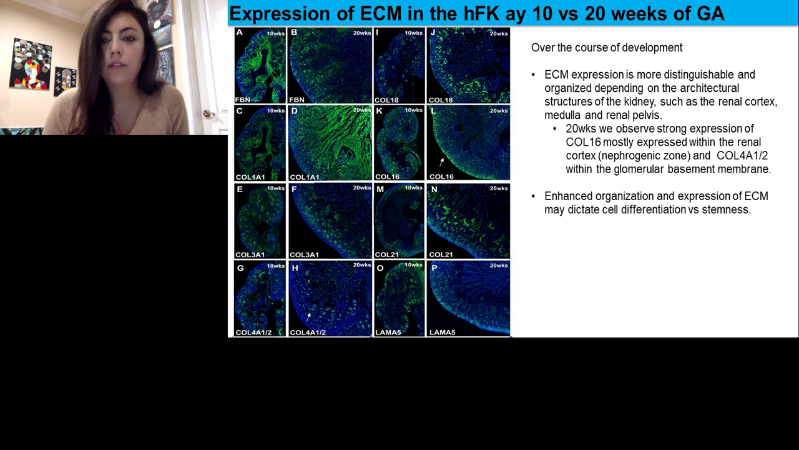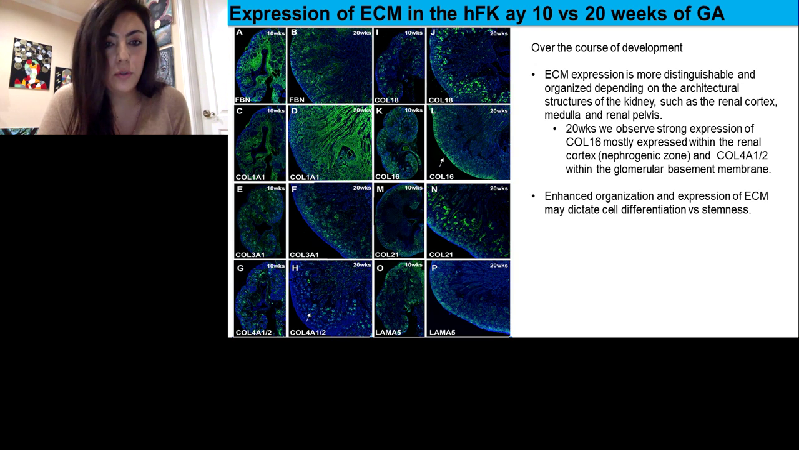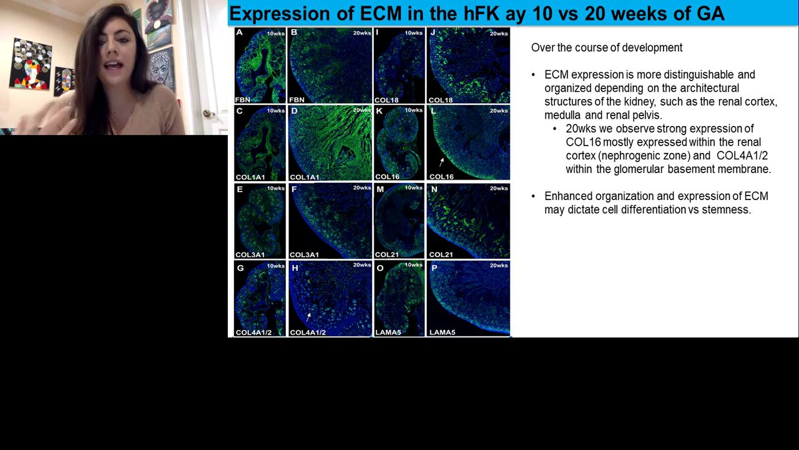We also see the same thing for collagen 16, shown in K and L, where at 10 weeks in K, we see distribution of collagen 16 throughout the fetal kidney. However, in L, at 20 weeks, we really see a specification mostly within the renal cortex, specifically the nephrogenic zone. And we see also for collagen 4 alpha 1 and 2, shown in G and H, the deposition initially at G in developing structures, but at H, it seems to specify mostly within the glomerulus. So we believe this enhanced organization of ECM expression might actually be dictating cell differentiation versus stemness.